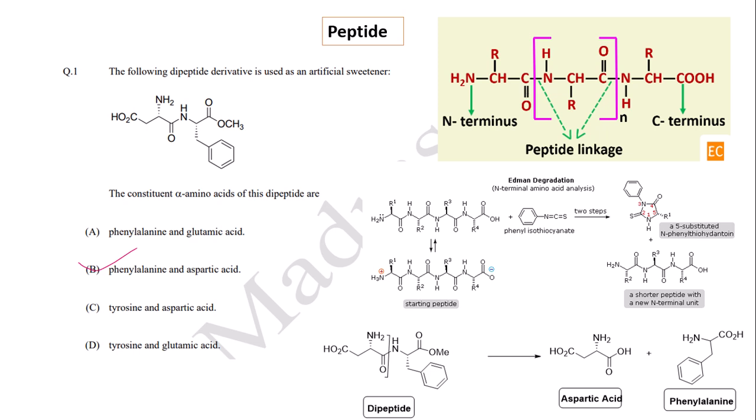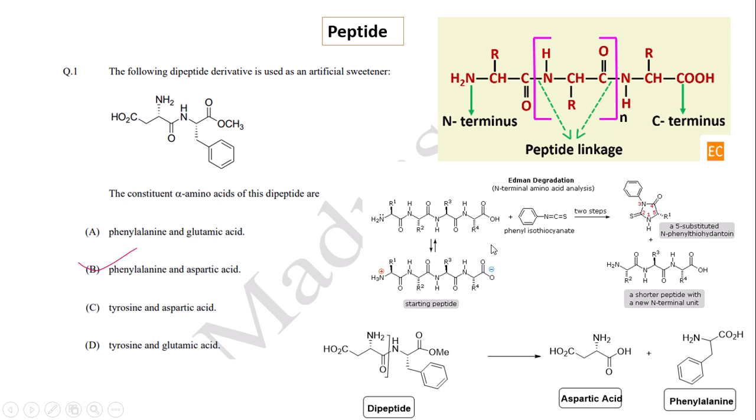It has two ends. One is the N-terminus, another is the C-terminus. Here the example is the artificial sweetener, which is a dipeptide, and on cleavage of the amide bond it produces aspartic acid and phenylalanine. So the option of the artificial sweetener, B, is the correct option.